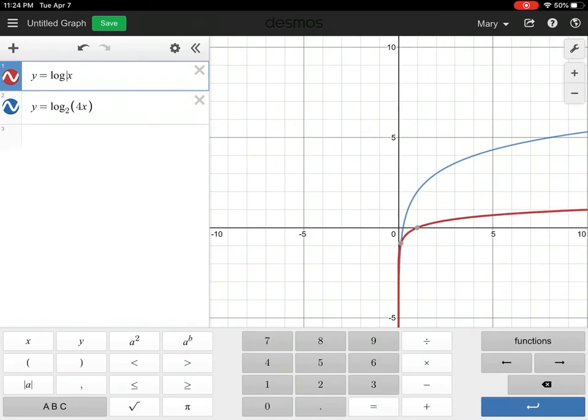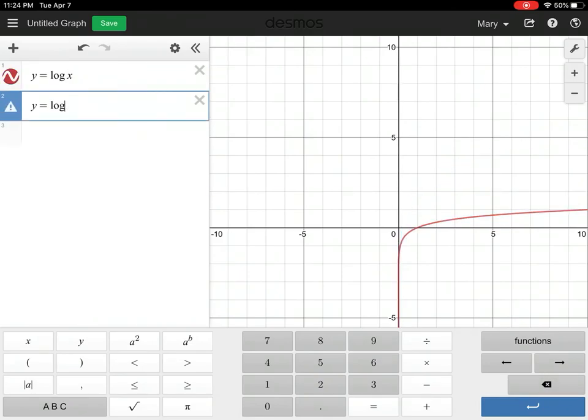So let's see, there's regular log of x, and let me change this one to log of negative 5x. And look what happened. The 5 shrunk it in again, and the negative flipped it over. This is a reflection over the y-axis. I don't really need to know that, but I want you to know what happens to the domain. Basically this graph exists to the left of 0 now instead of to the right of 0.